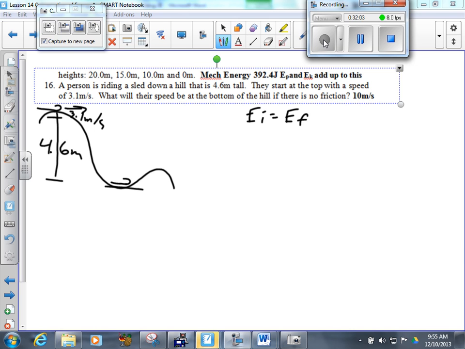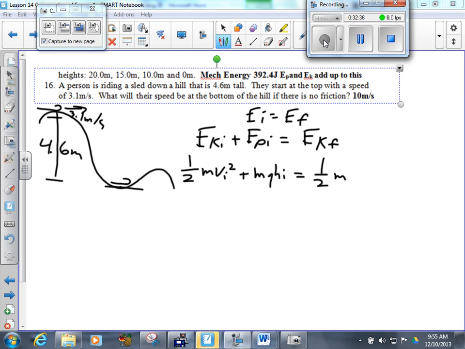At the beginning, they're moving, so they have kinetic energy. They're also 4.6 meters above the bottom of the hill, so they also have potential energy. At the end, they have a height of 0. They have no potential energy, but they're probably moving pretty fast. Agreed? So they have EKF. All right, let's put in the formulas. 1/2 mvi squared plus m times g times hi equals 1/2 mvf squared. Everybody okay with that so far?